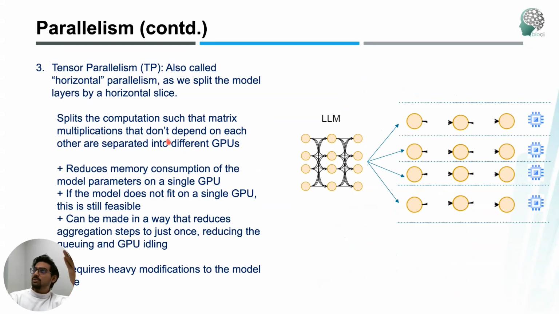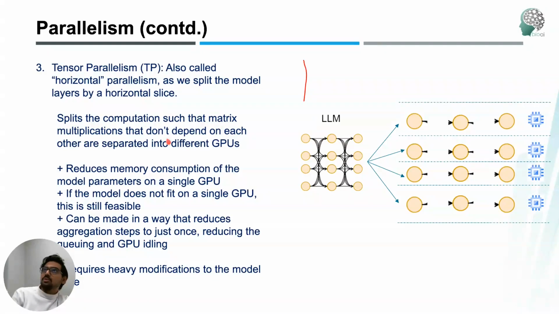And then the next one, which is a bit more adaptive, is tensor parallelism. It's also called horizontal parallelism because now we split the models by a horizontal slice, really. And this splits the computation such that the matrix multiplications that don't depend on each other are split across different GPUs. What that means, it's still very similar if you try to visualize it in layman's terms. It's very similar to basically just putting a horizontal cut through your model. But to be more precise, this is how it works.